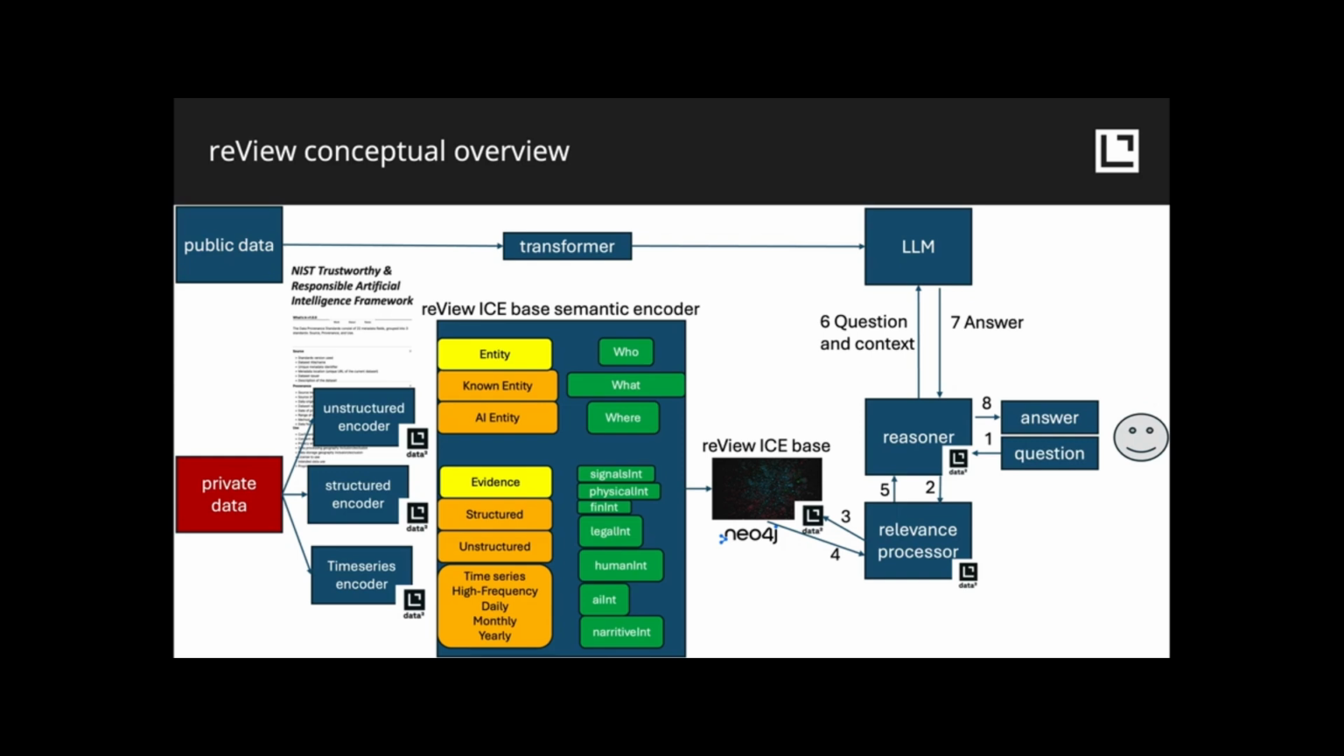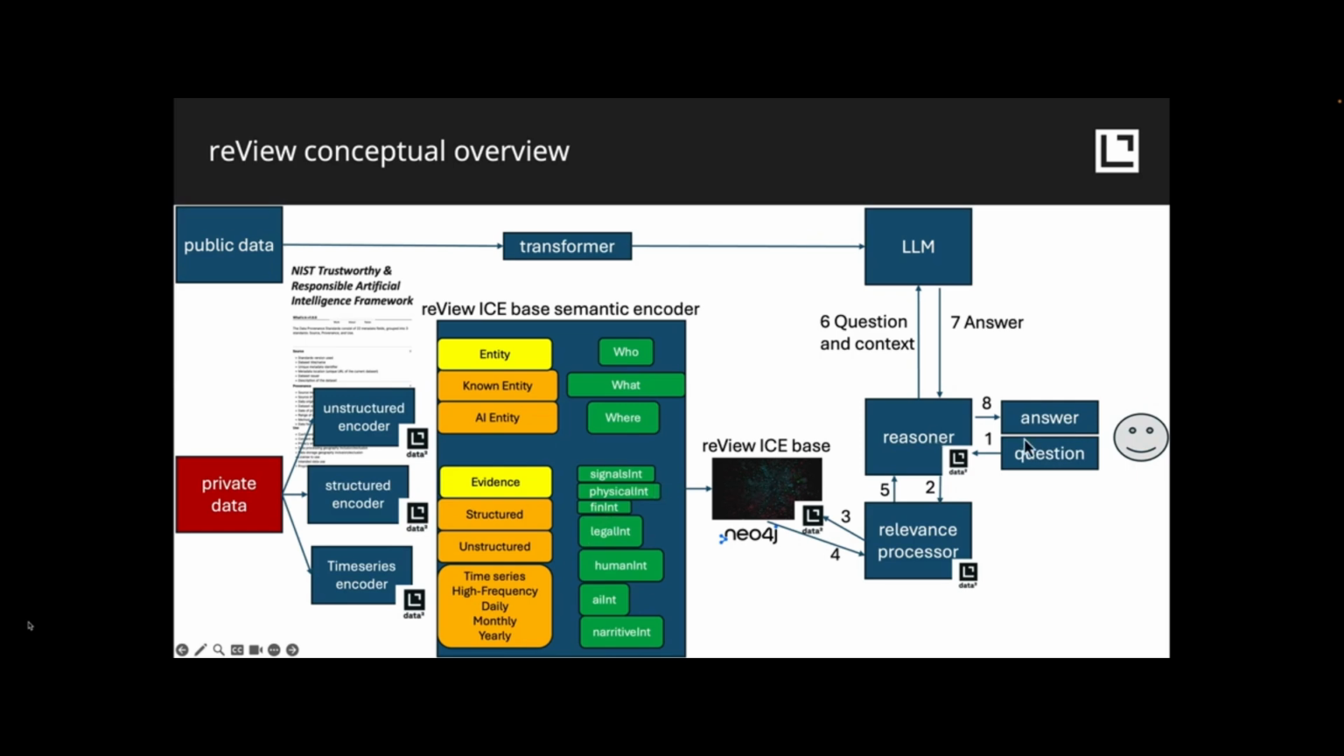But what we want is for these large language models to be able to reason over private information. In order to do that, we want to take that private information and turn it into a semantic graph. So with our reView platform, we have an API that you can call and load structured, unstructured, and time series data. The semantic encoder takes that information, and there are some techniques that we use to pull out the semantic information from the data itself, but we also label things. I'll talk a little bit about the labeling on the next slide, but the result is a connected graph of ideas, people, and concepts. That sits as basically a database.